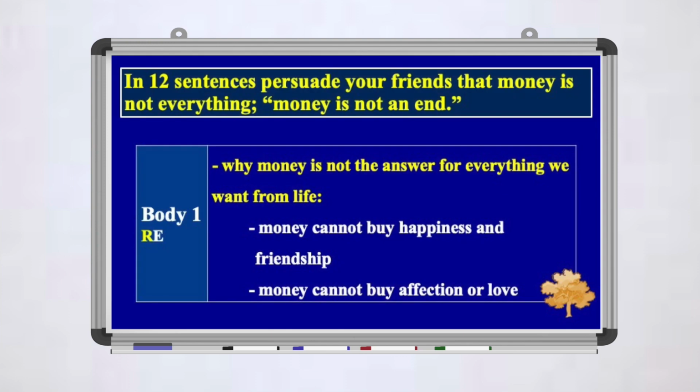Then after the introduction, add the body. It has 2 parts. Remember the tree, reasons and explaining. Present your reasons. Why money is not the answer for everything we want from life. Money cannot buy happiness and friendship. Money cannot buy affection or love. So here, I gave you 2 reasons.